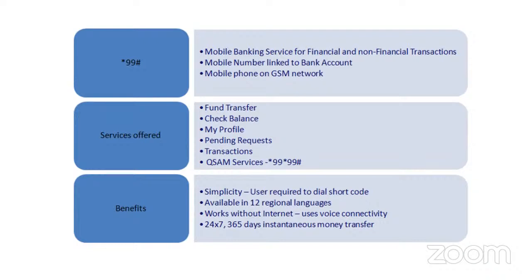For example, phones which do not have GPRS internet technologies, which we call feature phones. On that feature phone, if you want to make a financial transaction, or a non-financial transaction like knowing the bank balance and other details, we can use this USSD. The mobile number must be linked with the bank account, and only then can we perform USSD operations. The mobile phone is on a GSM network, so it must be enabled with a SIM card. What things can we perform through USSD? Through a keypad phone also we can transfer funds, sir. Yes, that is USSD.